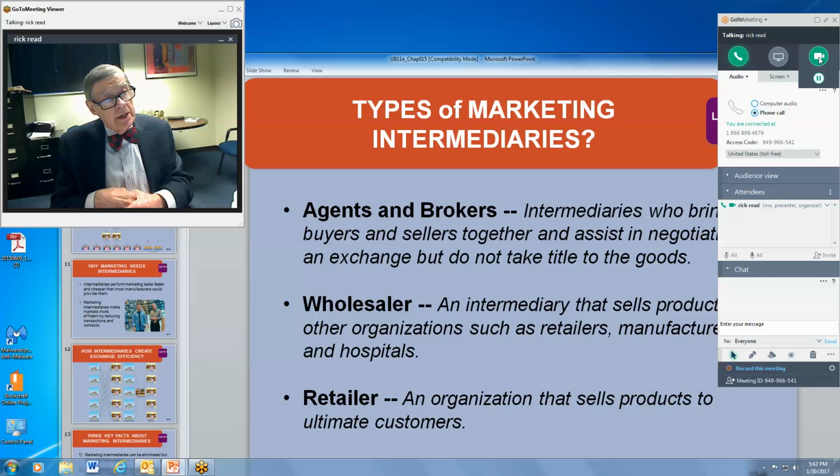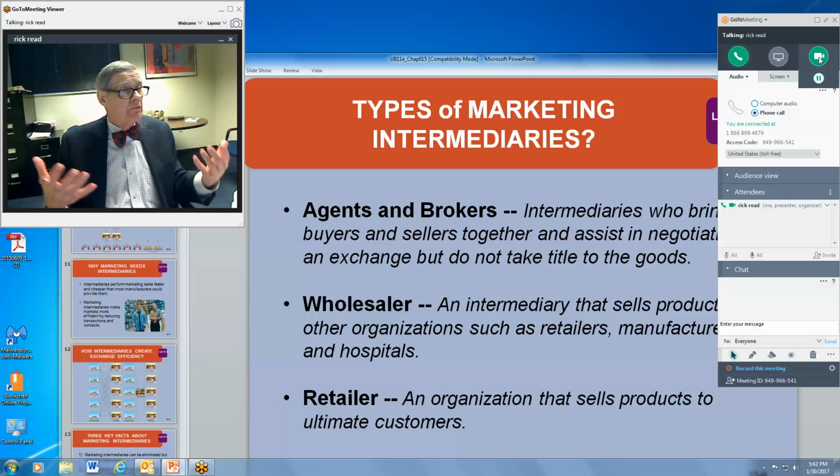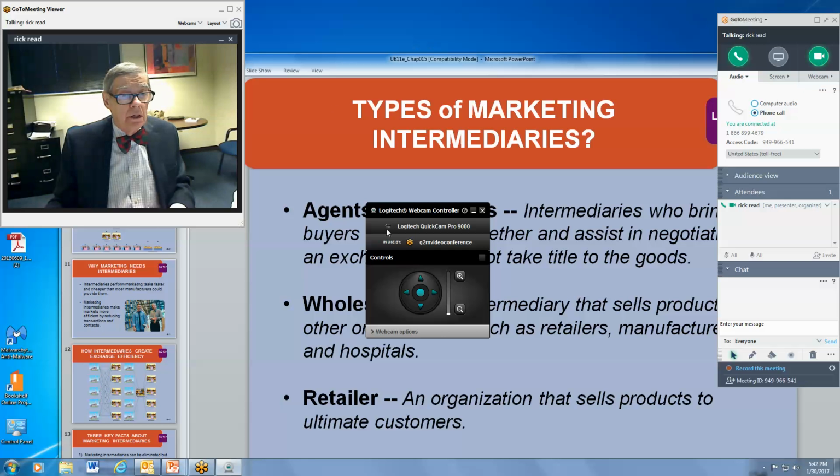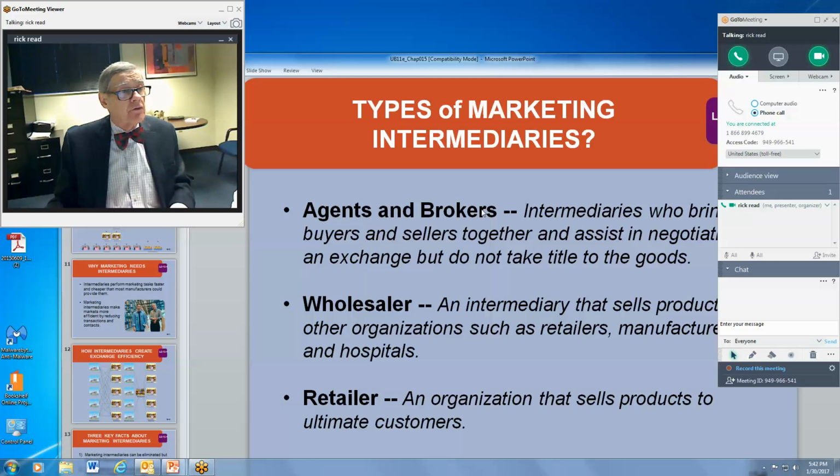A wholesaler, on the other hand, does take possession of the goods, and then that intermediary sells to a host of different types of people. Retailers, manufacturers, sometimes government or governments, hospitals, schools, and things of that nature. And then a retailer, people that we know as Nordstrom or Macy's or IKEA or some store like that, sells to the end user, the consumer.